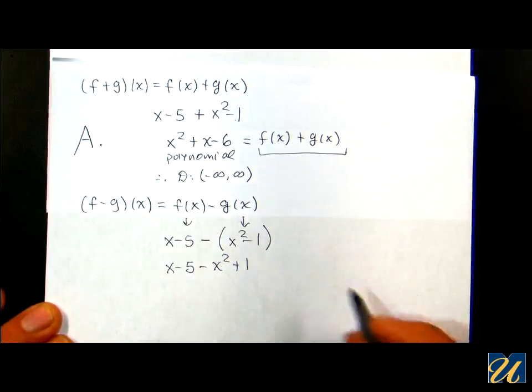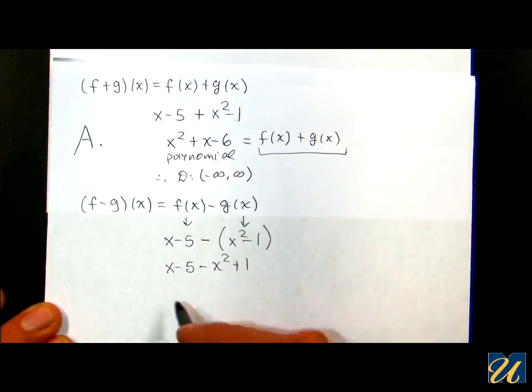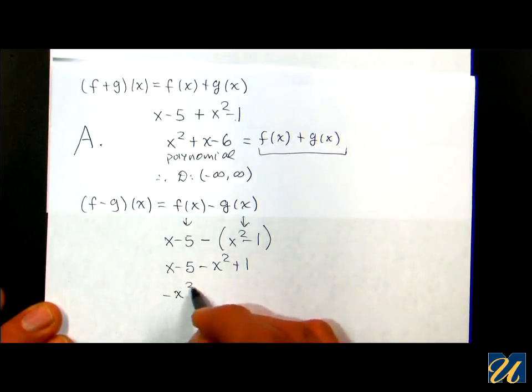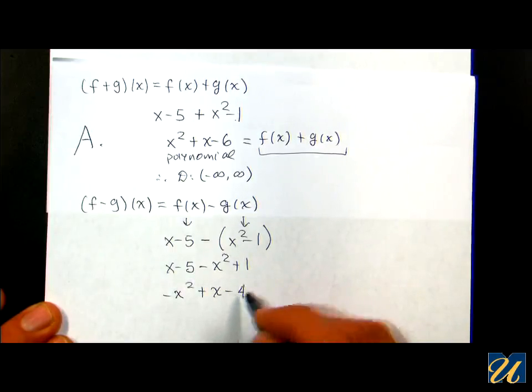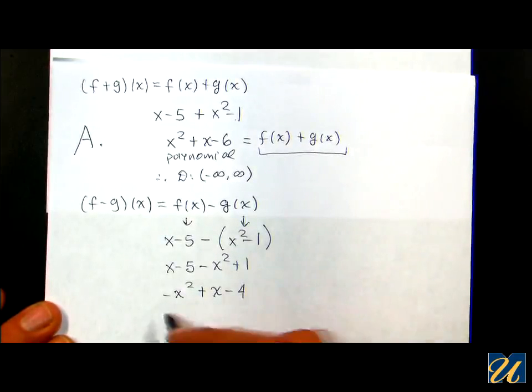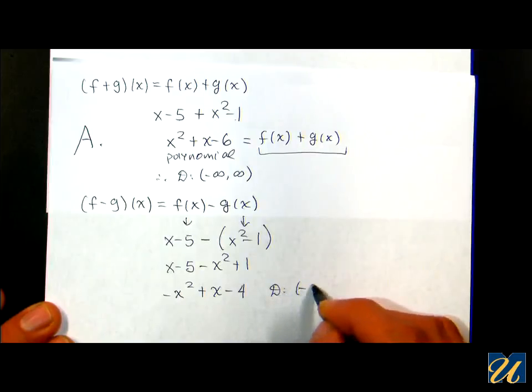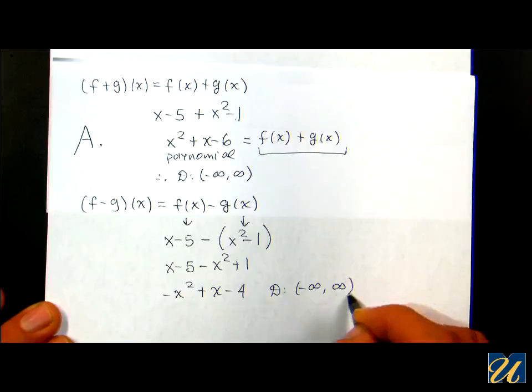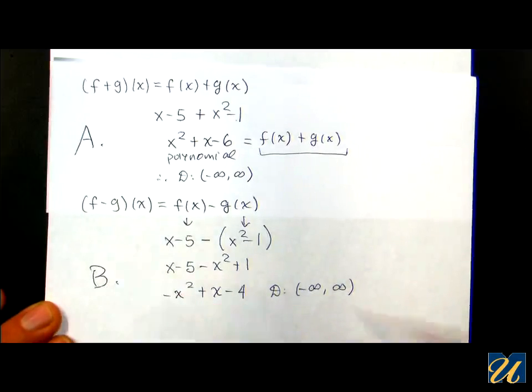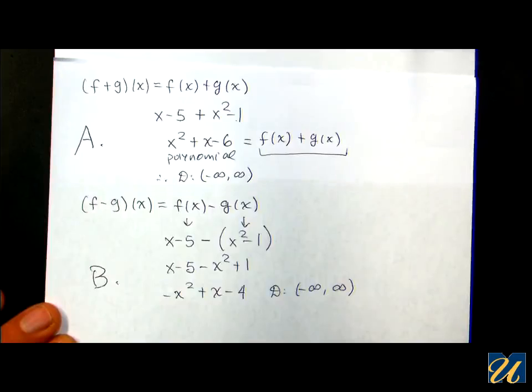and then clean it up if there are any like terms, and you can rearrange it as well. Negative x squared plus x, negative 5 plus 1 is negative 4. So there is our new function. Again, it's polynomial, and the domain is, again, all real numbers, so negative infinity to plus infinity, and there's part B.